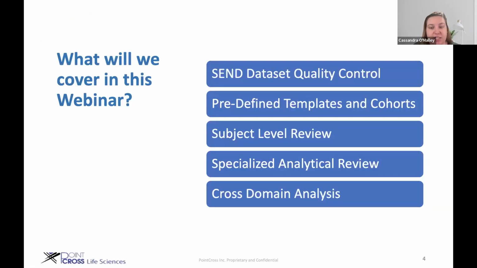Today, we're going to be covering the following topics using XBiome. First, we're going to start with visualizing SEND datasets and how you can use the different tables and figures to QC your SEND datasets. We will speak to how you can use XBiome to individually walk through subject level data to tell the story of your study's outcomes. And with these, we're also going to be doing some predefined templates, going through different cohorts, and specialized analytical review, along with cross-domain analysis.